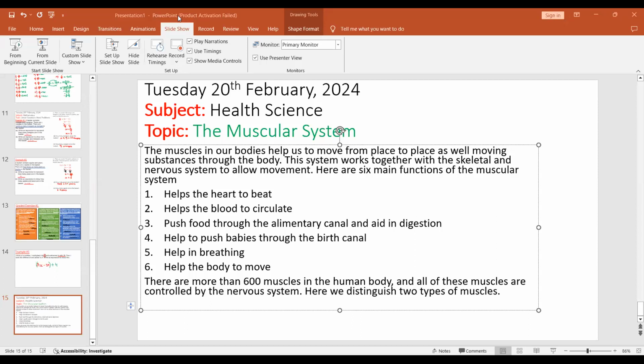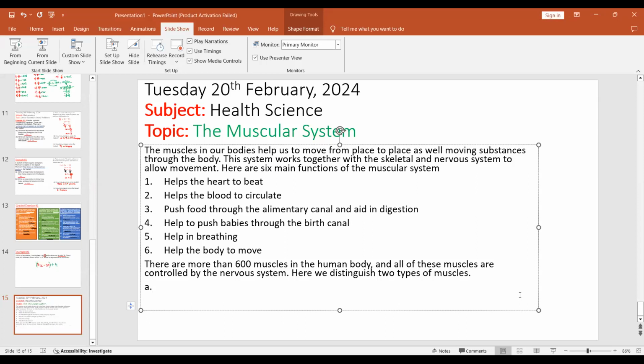All right. So let's distinguish the two types of muscles. The first type is involuntary. So when we say involuntary, what does that mean? Muscles that you cannot control. Very good. Muscles we cannot control. So involuntary muscles.